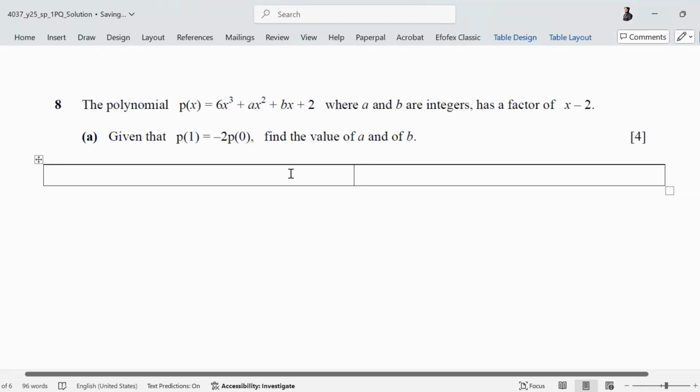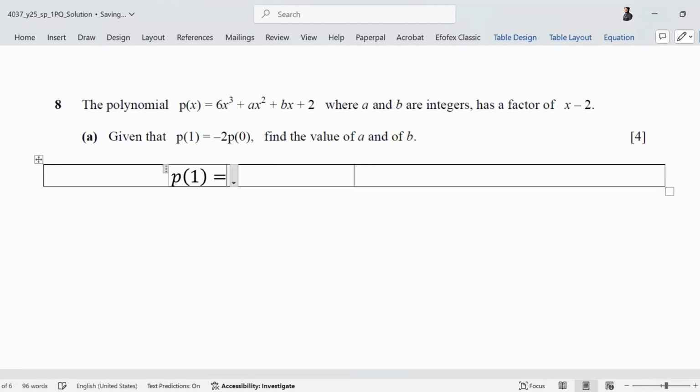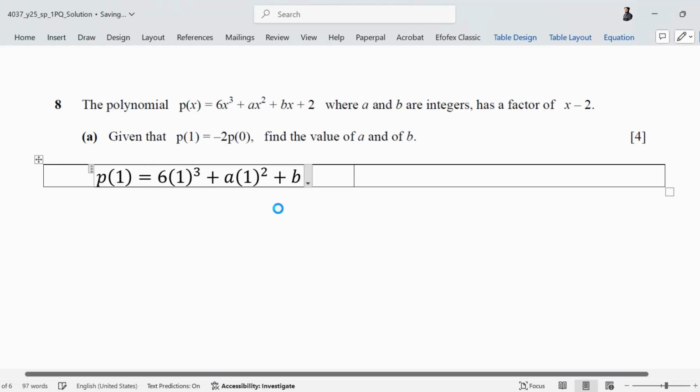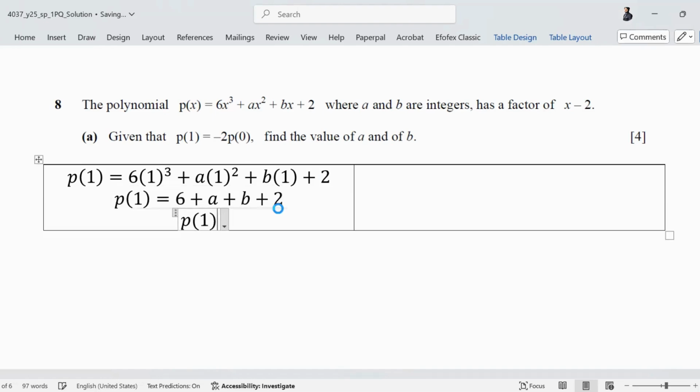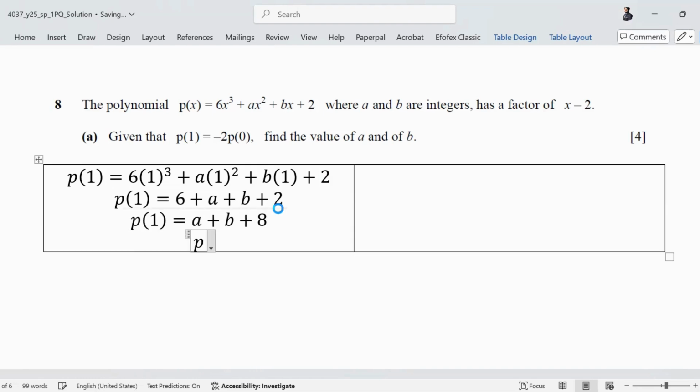So if I were to find p of 1, that means wherever I have x, I'll be plugging in 1: 6 plus a into 1 square plus b into 1 plus 2. So p of 1 will take the value 6 plus a plus b plus 2. So the value of p of 1 is a plus b plus 8. Similarly, p of 0, wherever I have x, that will be 0. I'll be left with 2.